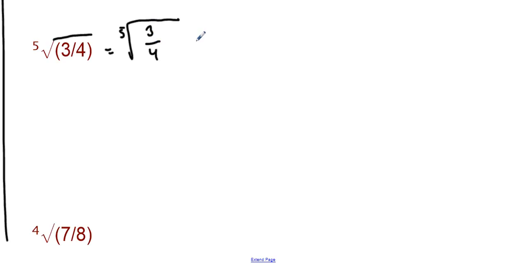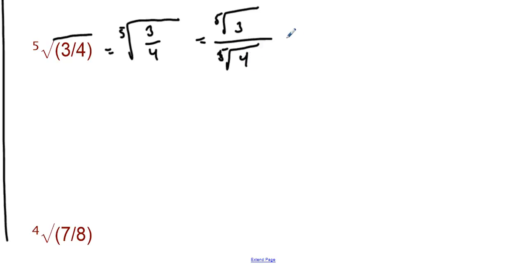Now, when we have this, normally you do not like a radical or any type of radical in the denominator. So we're going to get that out of there, and this is how we're going to do it. When you have the fifth root there, we're going to separate this into the fifth root of 3 over the fifth root of 4. That's a 5, not a 3. Oops. All right.